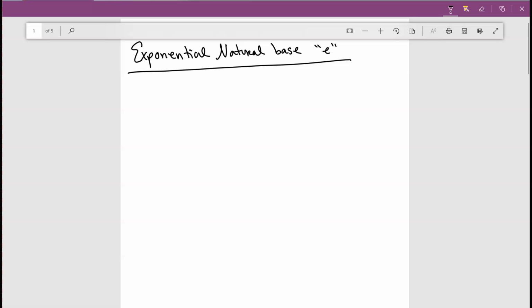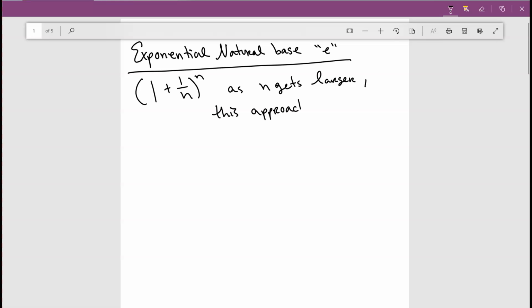Basically, if you look at the expression (1 + 1/n)^n, as n gets large, if you plug in a whole bunch of n values, n equals 1, n equals 2, n equals 3, n equals 100, n equals 1,000, this expression approaches a particular number, and that number is 2.71828 and then some other digits. And what we end up calling this is the letter e.